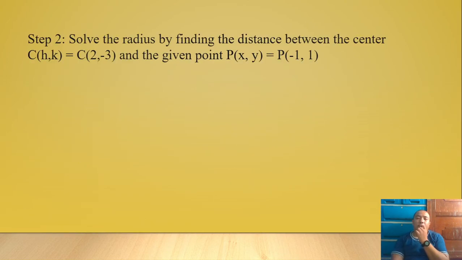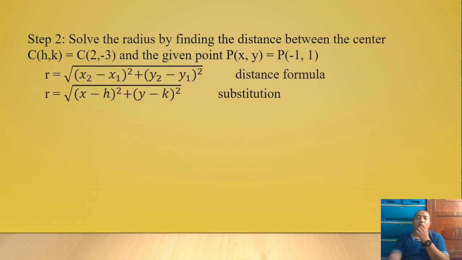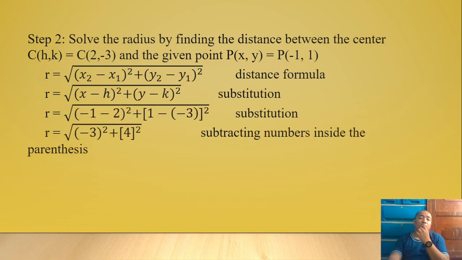Step 2, solve the radius by finding the distance between the center and the given point negative 1, 1. So since the problem, sinasabi doon, it passes through the point negative 1, 1. The distance between the center and this point is actually the length of the radius. Yan, by distance formula, square root of x sub 2 minus x sub 1 squared plus y sub 2 minus y sub 1 squared. But since one of the points involved is the center, so pwede natin palitan yung h and k, we can also use the standard form of the equation of circle.